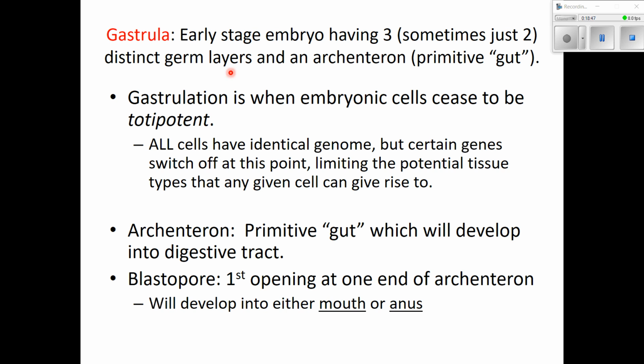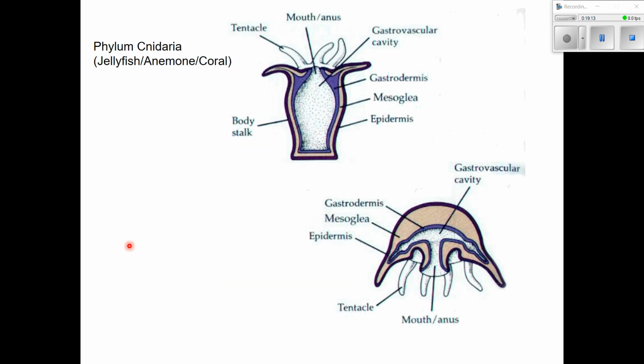So the terminology gets kind of crazy here, but basically you go through this process called gastrulation when your cells do start to specialize, and in most animals that results in three distinct layers of cells, which then develop into all of your different tissues. So I'm going to skip over some of this because we've already talked about everything on this slide.